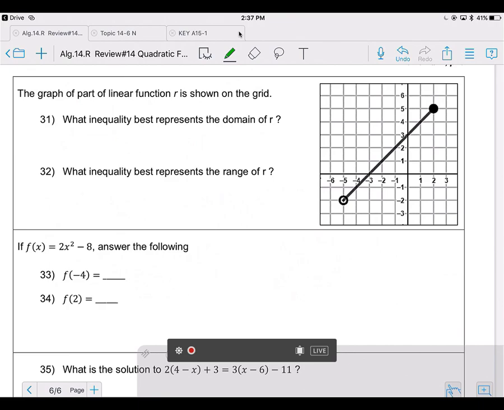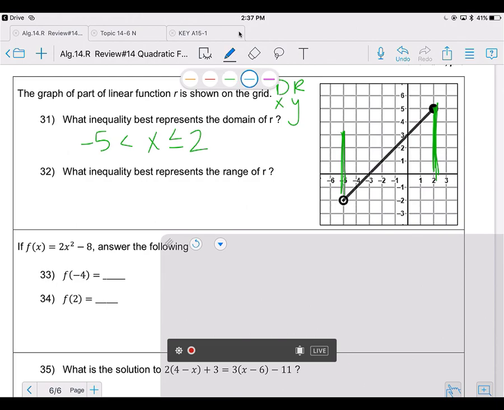This one asks what inequality would represent the domain. Remember, domain is my x's, and my x's go left to right. So my x is a negative 5 on the left side, with an open bubble, we just put an inequality, no line. And then it goes all the way out to a positive 2. At a positive 2, there is a closed bubble, so there would be a line under the inequality. Range is your y's, so range goes from negative 2 to 5. At negative 2, there is an open bubble. Up at the top at 5, there is a closed bubble.